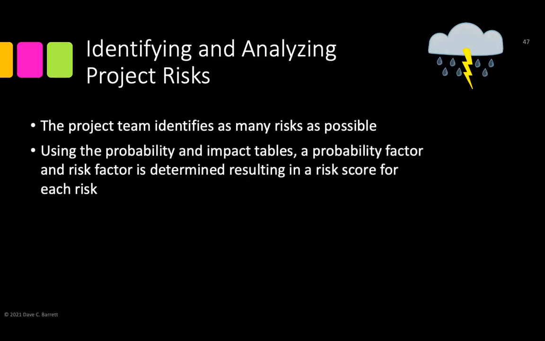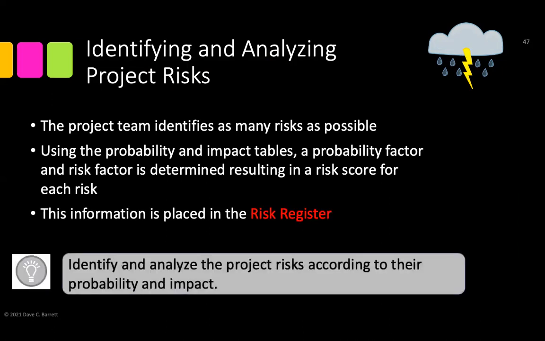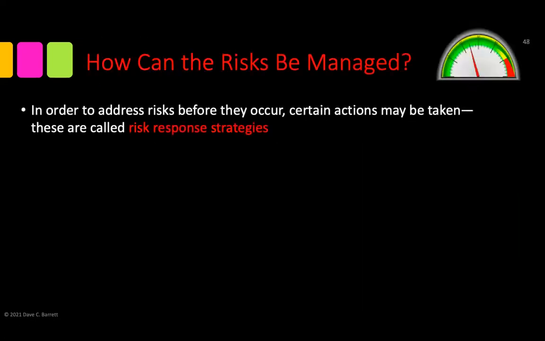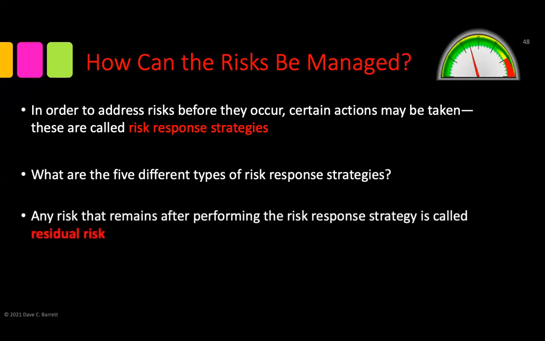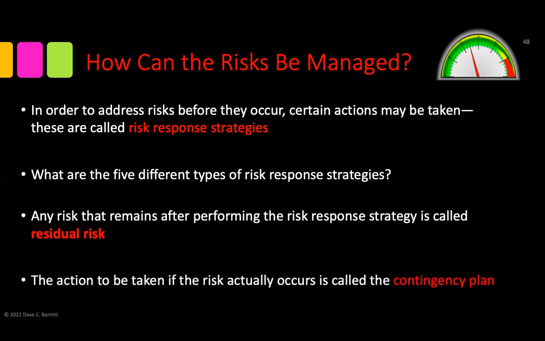So after that, you come back to this lecture and you can see that the project manager identifies risks as possible things that can happen. Okay. And we place that information in the risk register. Okay, that's called the risk register. So we can have some risk response strategies, meaning what can we do with those risks, and any risk that remains after performing the risk response strategy is called residual risk. It is still there.